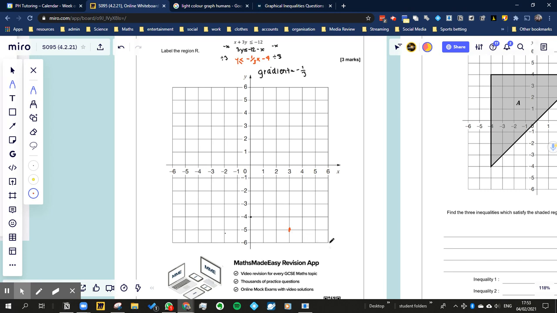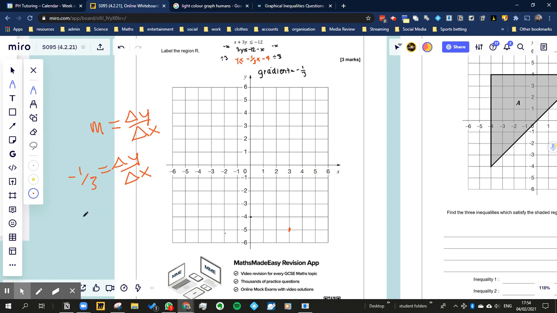There is another way we can do it, and think about it in a sort of formula type way. So the gradient m is equal to the change in y over the change in x. We know that the gradient is, in this case, negative 1/3. So negative 1/3 is equal to the change in y over the change in x. And then we can just rearrange this equation we've got here.